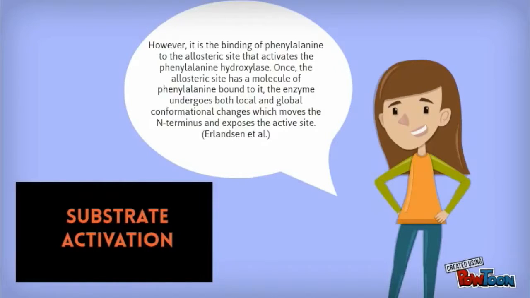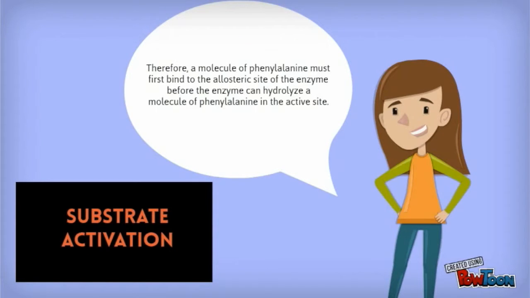Once the allosteric site has a molecule of phenylalanine bound to it, the enzyme undergoes both local and global conformational changes, which moves the N-terminus and exposes the active site. Therefore, a molecule of phenylalanine must first bind to the allosteric site of the enzyme before the enzyme can hydrolyze a molecule of phenylalanine in the active site.